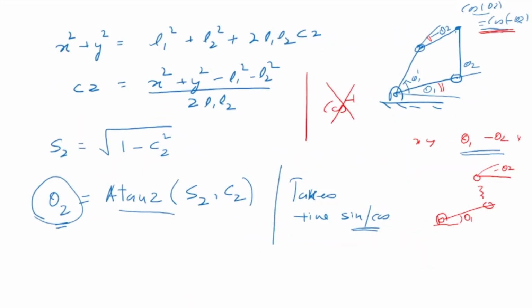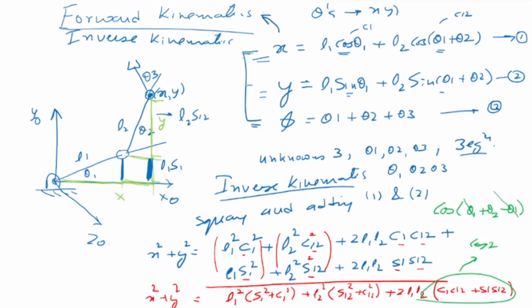So this is what we saw in terms of how to do the inverse kinematic solution. For the inverse kinematics, we first write the forward kinematics equations, this one and this, the two forward kinematics equations. And in the inverse kinematics, given xy, you're supposed to find theta 1 and theta 2.